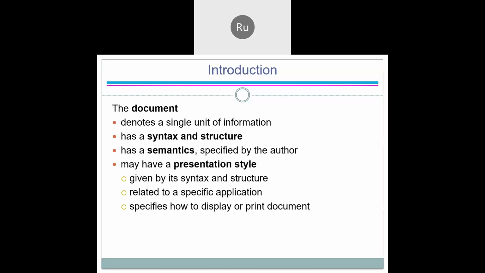In order to display the syntax and structure, we may have a presentation style. They will give you the structure and the style, and it depends on what kind of document you have and how you display or print the document. As you know, books will have different formats. Your CV will have a structured format, and a journal or conference paper has its own format, right?